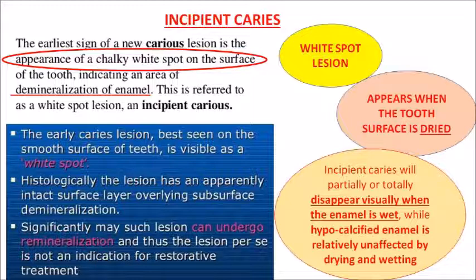So the important point to be noted: the incipient lesion of caries will be the appearance of a chalky white spot on the tooth surface, which indicates the demineralization of the enamel. This is referred to as white spot lesion or incipient caries. Incipient caries and white spot lesion are similar, and refer to the chalky white spot which is the demineralization of the enamel. You should remember that a white spot lesion appears when the tooth surface is dried. You can visualize that when you are drying the tooth surface, you can see the incipient caries, which is the white spot.